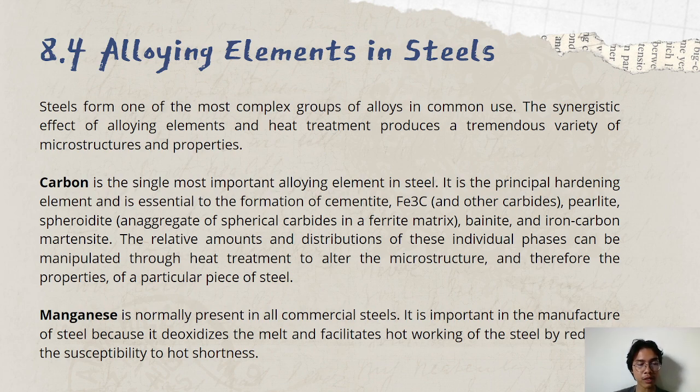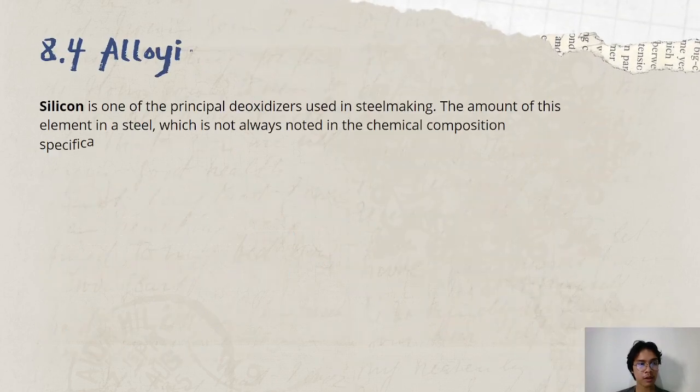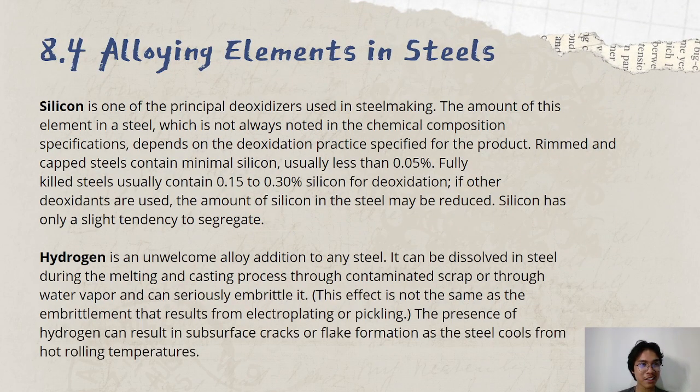Manganese is normally present in all commercial steel. It is important in the manufacture of steel because it deoxidizes the melt and facilitates hot working of the steel by reducing the susceptibility to hot shortness. In 8.4, alloying elements in steel, the third is silicon, which is one of the principal deoxidizers used in steelmaking. The amount of this element in the steel is not always noted in the chemical composition specification. It depends on the deoxidation process specified for the product.